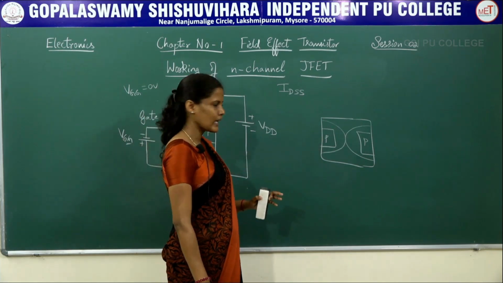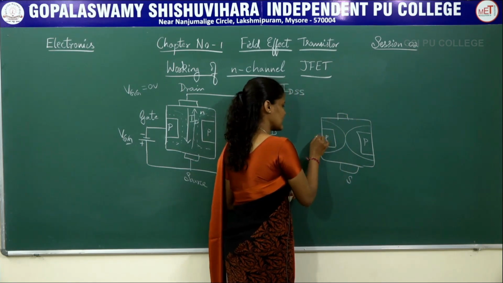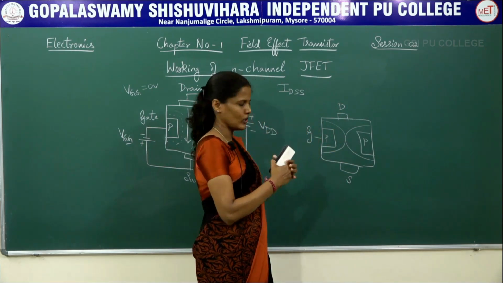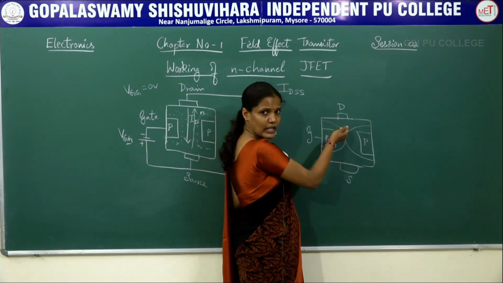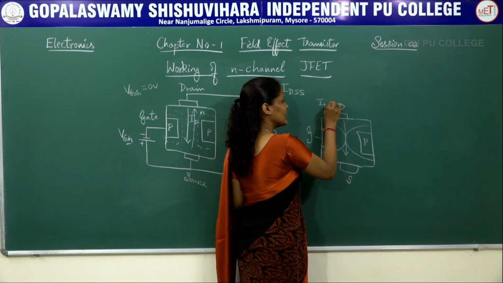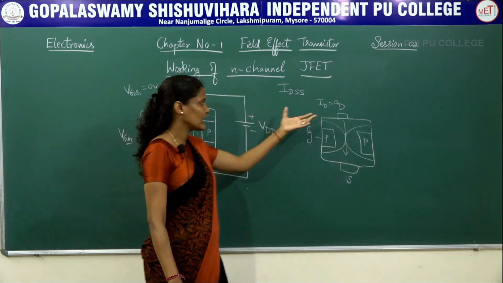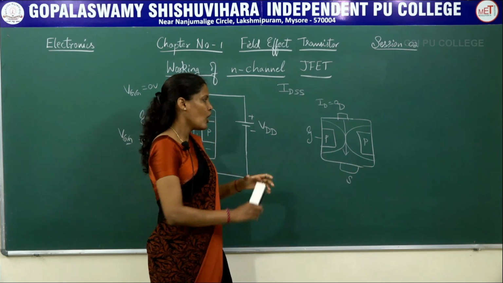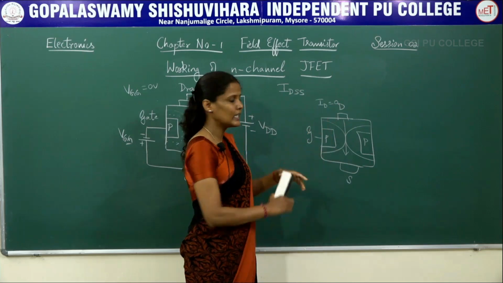In this particular case, there will be no space for the charge carriers to flow from the source to drain. This is the gate terminal, this is the source, and this is the drain. When the depletion regions are touching each other, there will be no space available for the electrons to flow from the source to drain. So the current also cannot flow from drain to source. At this point, ID will be equal to 0. ID is the current flowing from drain to source. So this condition is called the pinch off condition, the voltage at which the drain current is equal to 0.